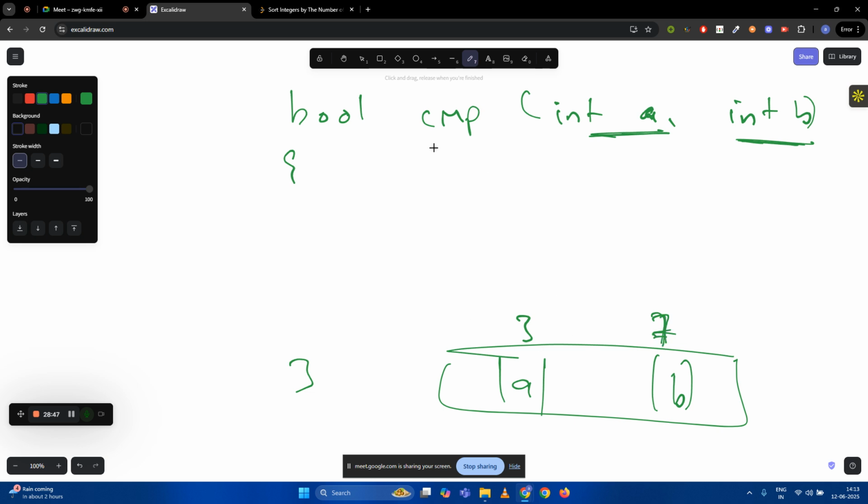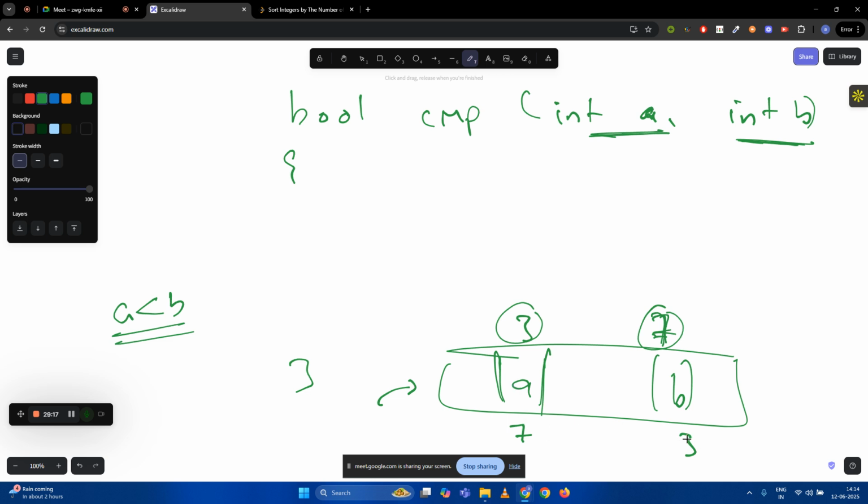I want to return false if a is okay. I have to sort this array in ascending order. So for ascending order, a should be smaller than b, right? Like here 3 and 7. So a is smaller than 7, so it is in ascending order. But suppose a was 7 and b was 3. Now is it in ascending order?